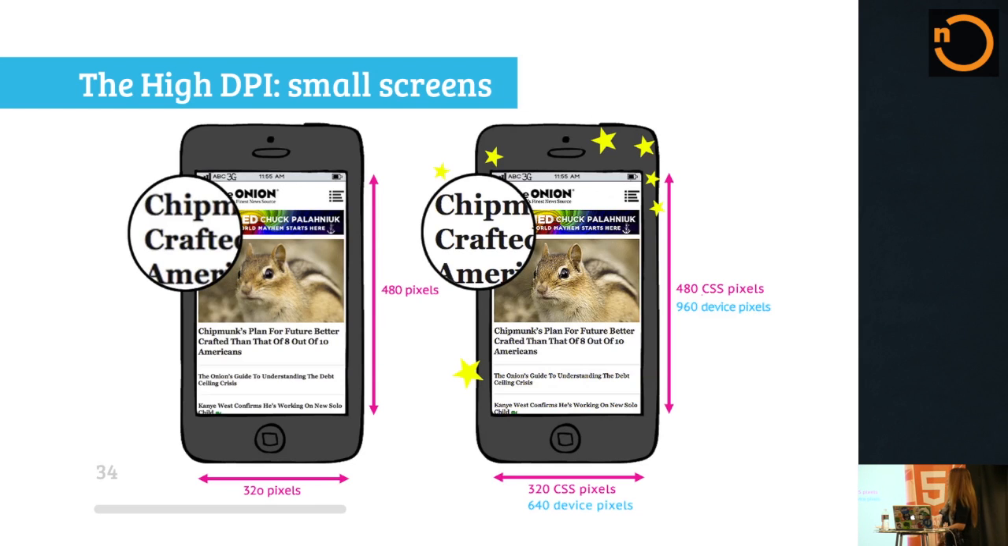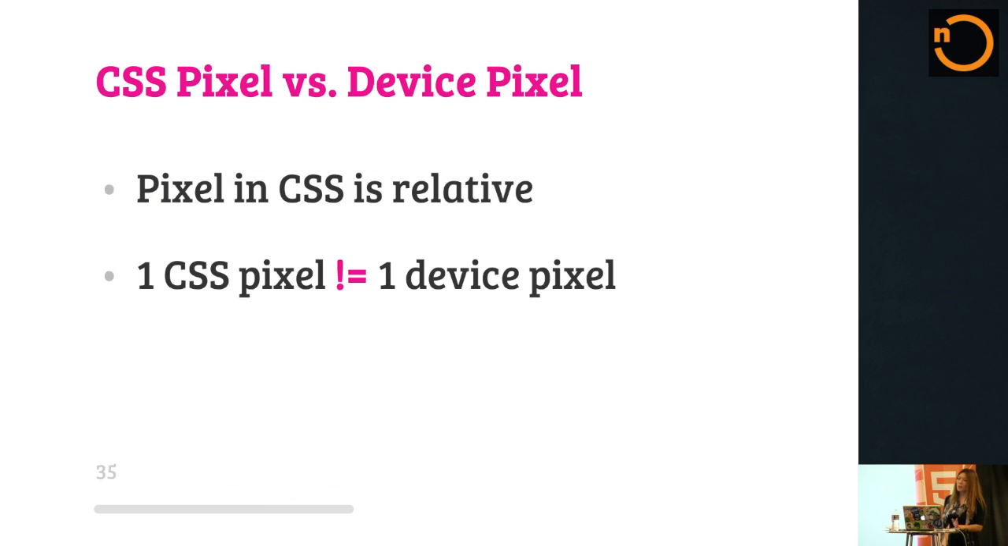So here's a confusion. You get two pixel values: one is CSS, one is device. That's really important here. Pixels in CSS are relative, right? One CSS pixel and one device pixel are not always equal. They are equal on many devices, yes, but totally not equal when you're using Retina or any new devices.